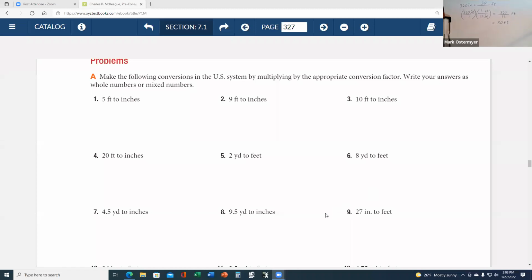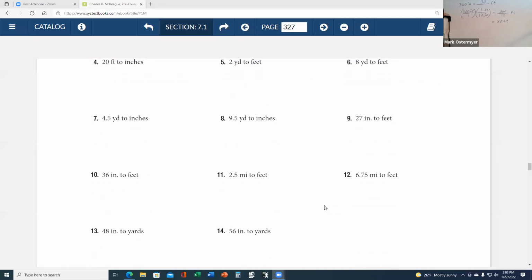All right, let's try another one here. Let's see. How about 9.5 yards to inches? We'll do number 8. 9.5 yards, we want to convert into what? So many inches.